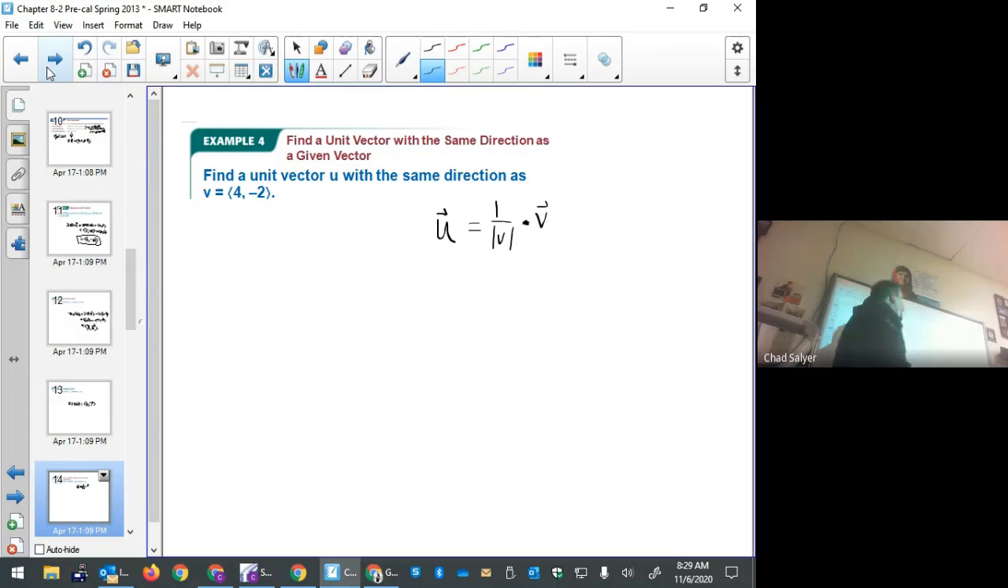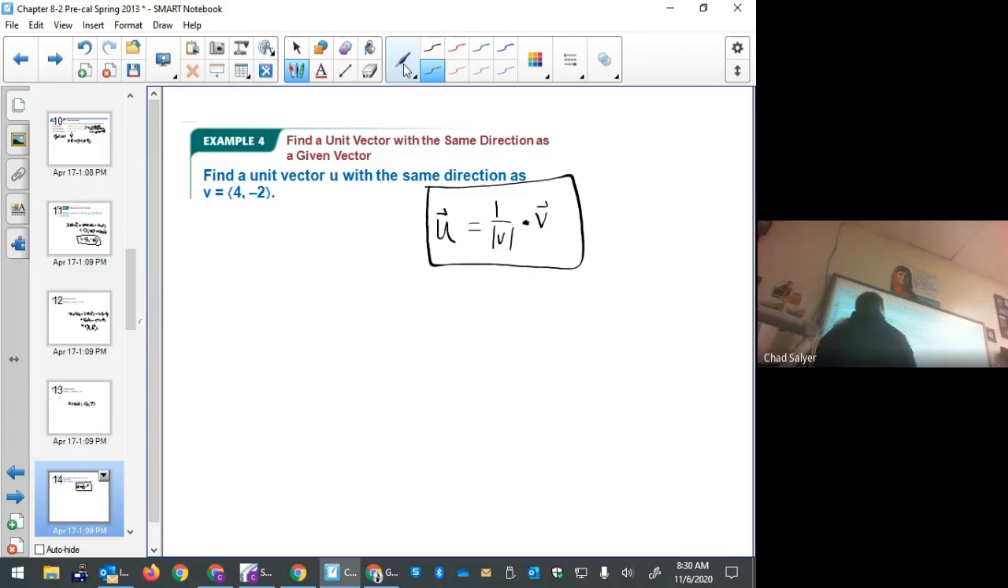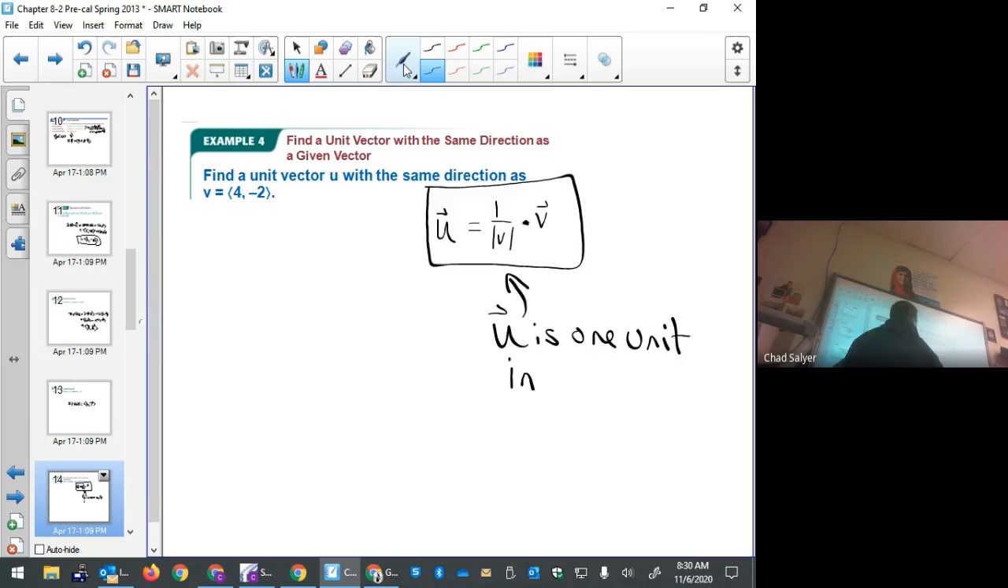So, finding a unit vector with the same direction as a given vector. This is a very important skill in using physics in real life. This is something that's done quite frequently with vector analysis. This is the formula we will use. If you have a vector v, this is the formula to get the unit vector u that is 1 unit in the direction of v. It has 1 unit of magnitude in the direction of the vector v.